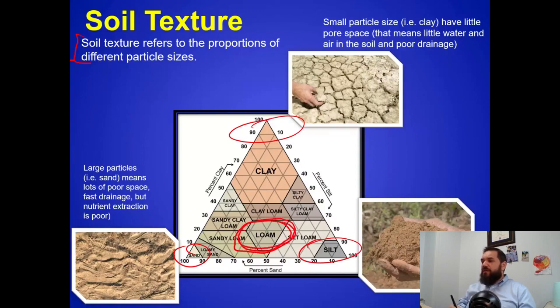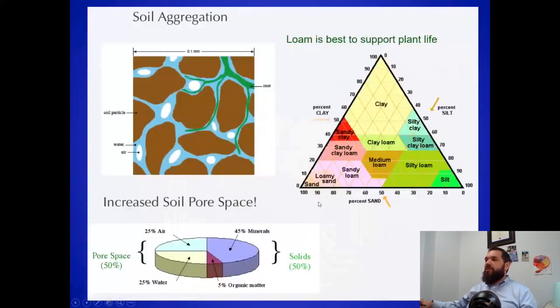Loam right here in the center is actually the most fertile type of soil. Okay, so you can see that it is kind of halfway between sand and silt, and it has a little bit of clay, but not a lot of clay. Pure clay would be up here at this point. Pure sand would be over here at this corner, and pure silt would be at this corner. Loam is kind of in the middle, but further away from the sand or from the clay side of things. So it just has a little bit of clay. So the best texture to support plant life is loam. Okay, that's the most ideal texture, generally speaking.